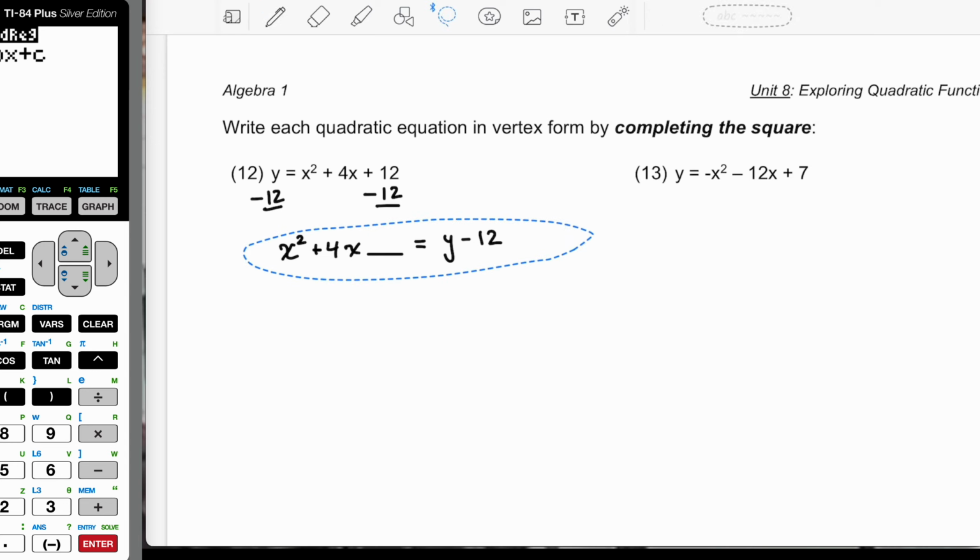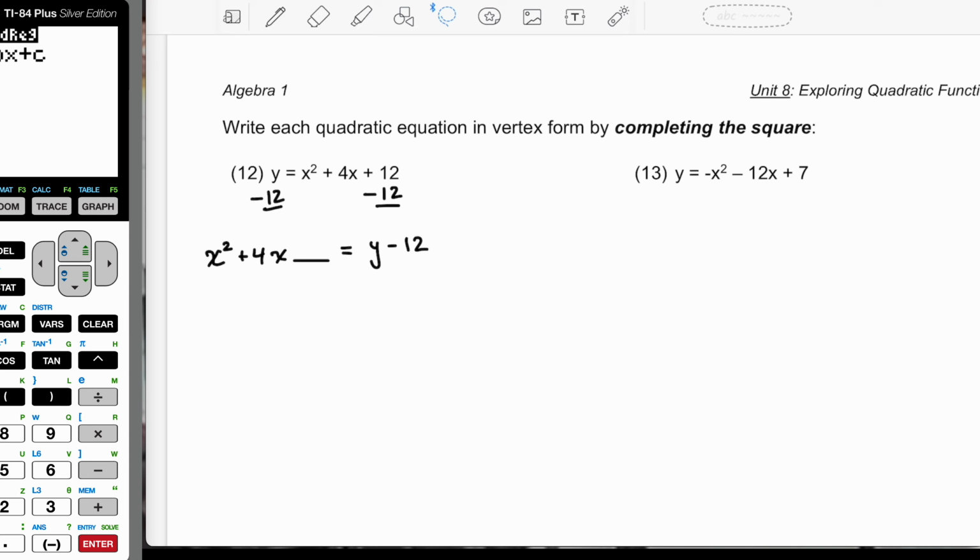But we do have to do our side work. So take our b value, cut it in half, then square it. My b value here is a positive 4. So 4 over 2 squared. 4 divided by 2 is 2. Squared is 4. That's the number that gets chucked into the gap. It will be a perfect square trinomial.